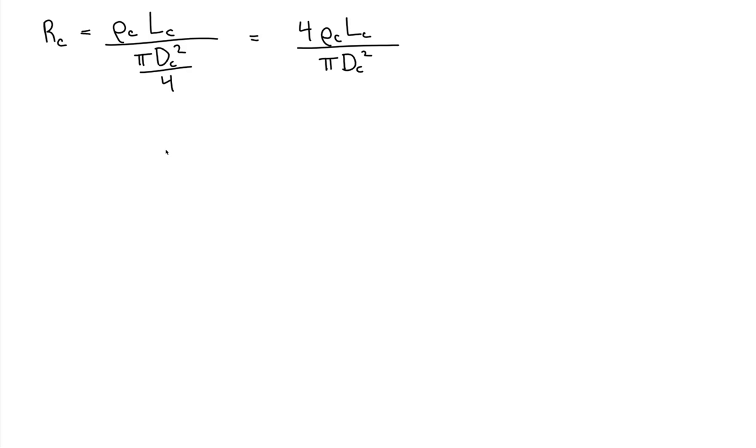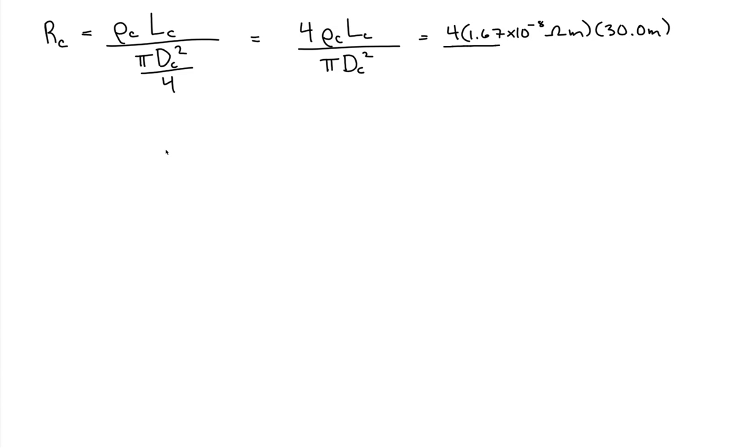We have that the resistance is equal to 4 times the resistivity of 1.67 times 10 to the minus 8 ohm meters times the length of the copper wire, which is 30.0 meters, divided by pi times the diameter squared, which is 0.912 millimeters, quantity squared.